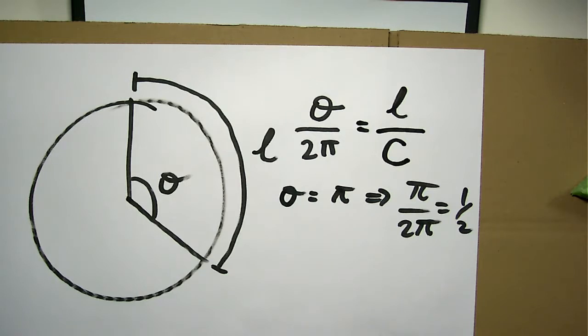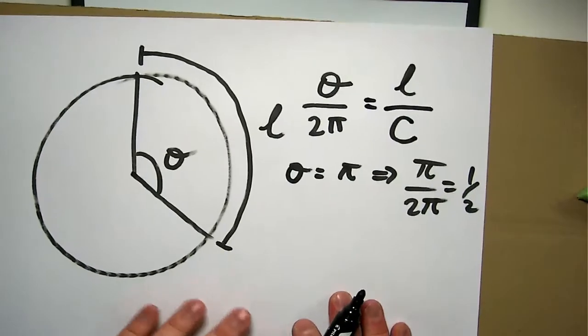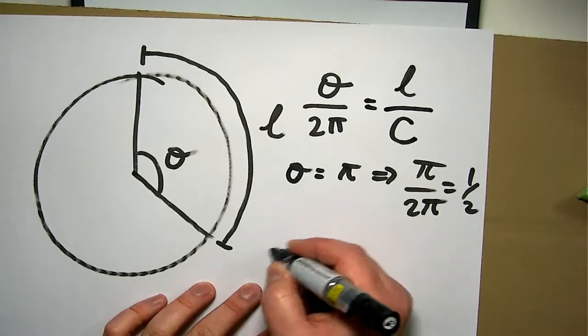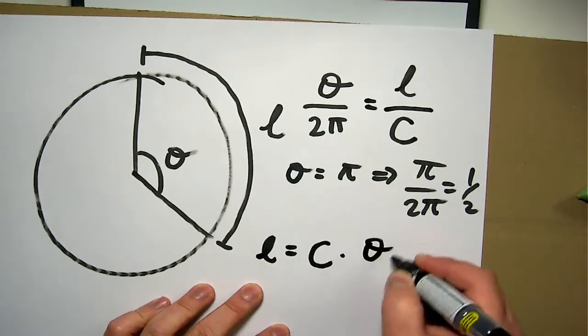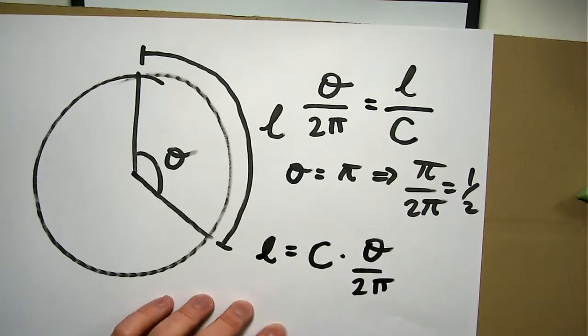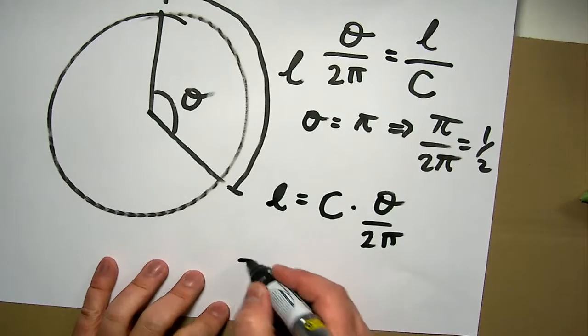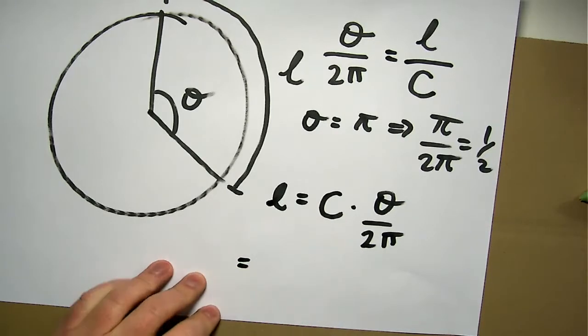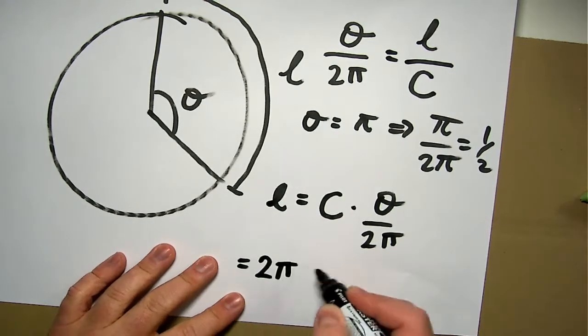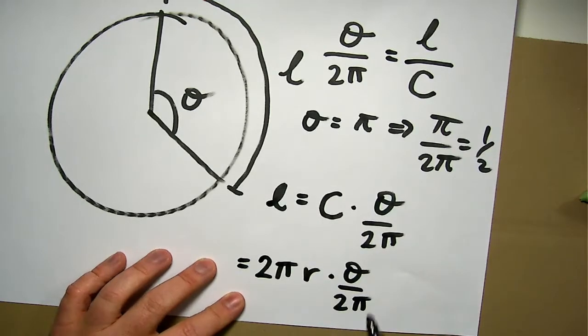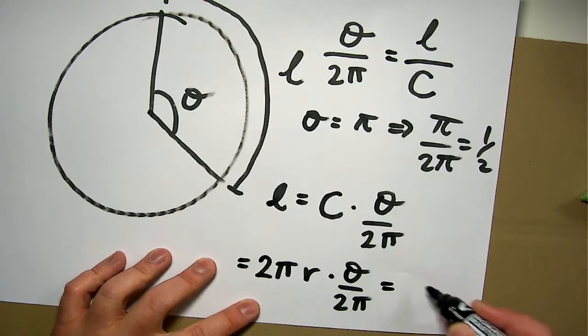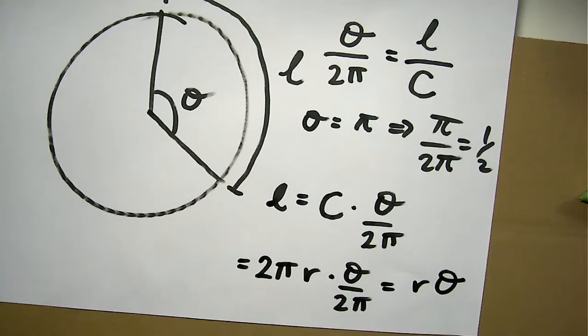Okay. Now if we rearrange this formula, we see that the length is equal to the circumference multiplied by theta over 2 pi. But we know that the circumference is given by 2 pi times the radius. So substituting that in, we get this formula, and then cancelling the 2 pi's, we see that the length is equal to r theta. Now how nice is that?